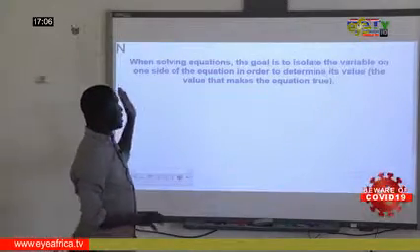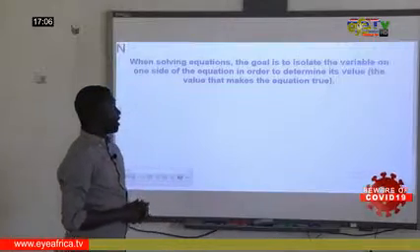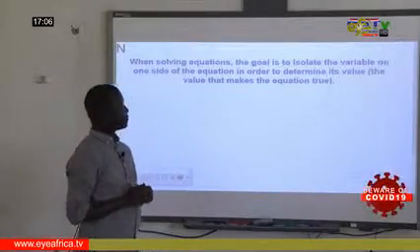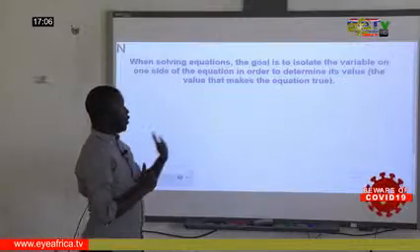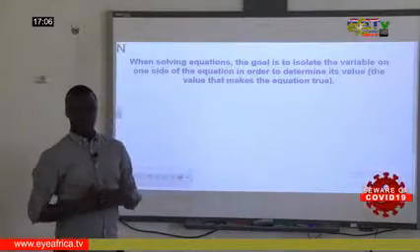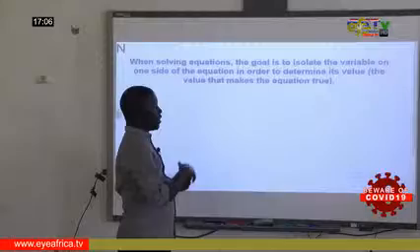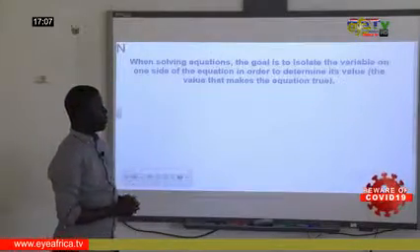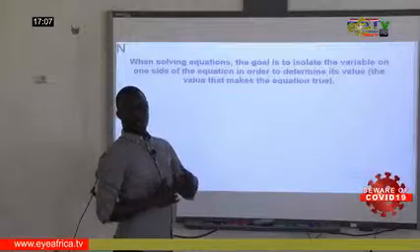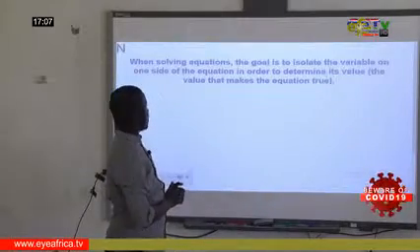Now, here's an instruction. When solving equations, the goal is to isolate the variable on one side of the equation. The variable must be alone on one side of the equation to isolate the variable in order to determine its value. For us to know the value of the variable, we must make sure the variable is on one side of the equation.